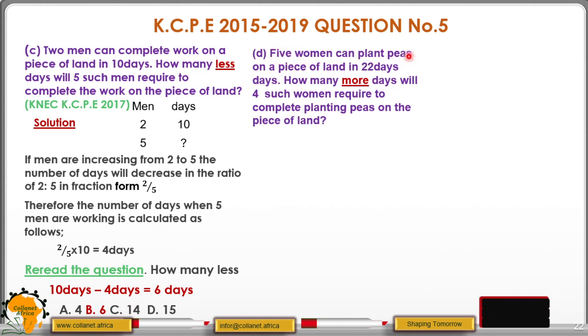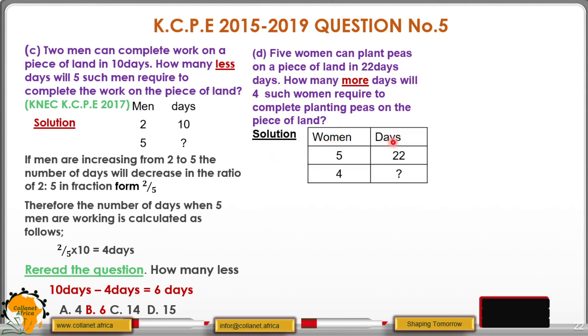5 women can plant peas on a piece of land in 22 days. How many more days will 4 such women require to complete planting peas on a piece of land? Now we do it again. So we have women, we have days. 5 women, 22 days to plant peas. What about 4? In this case, there were 5 and these were 4. So what do you expect? In this case, because they are less, they are going to take more days, meaning the number of days are going to increase. This is our interest.